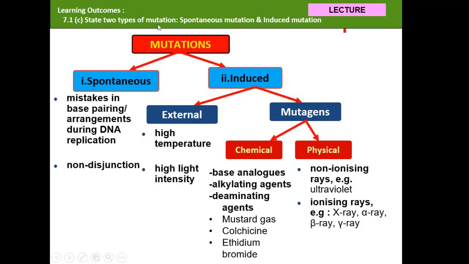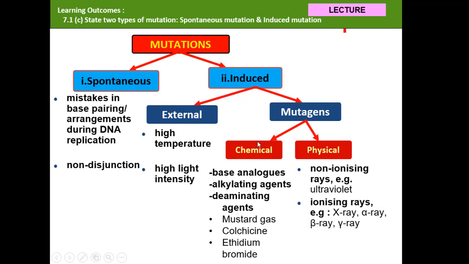7.1c State two types of mutation, spontaneous mutation and induced mutation. There are two types of mutation, which are spontaneous mutation and induced mutation. Spontaneous mutation occurs because of mistakes in base pairing or arrangement during DNA replication, or because of non-disjunction, while induced mutation can be because of external factors such as high temperature and high light intensity, and also because of mutagen. Mutagen can be chemical or physical.